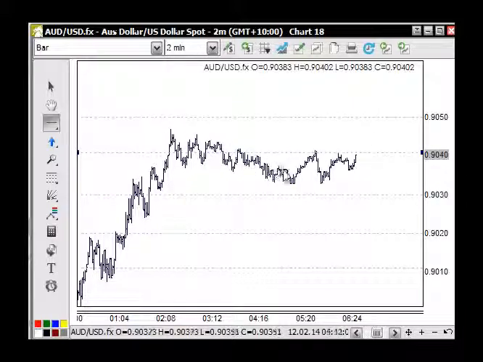Because the correction's quite big here, that's like a nice accumulation process. So we should be able to take this distance here and actually put it up to here. So we could go higher than the 90.50.